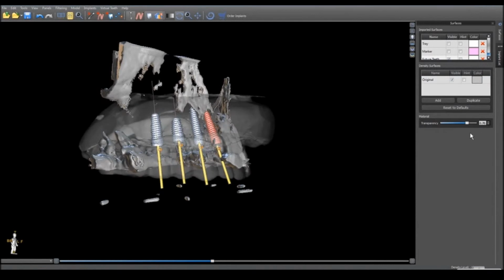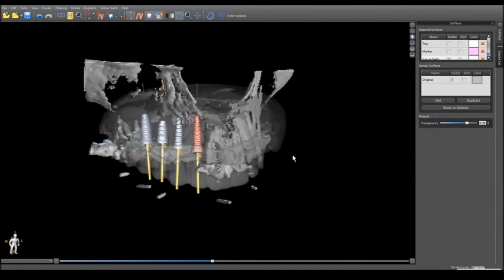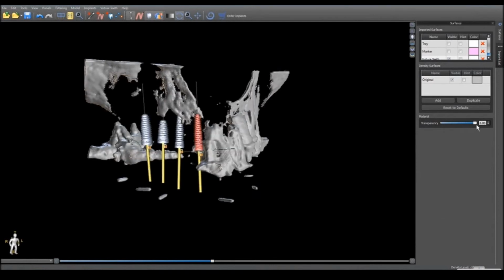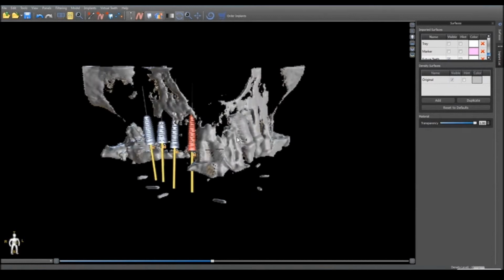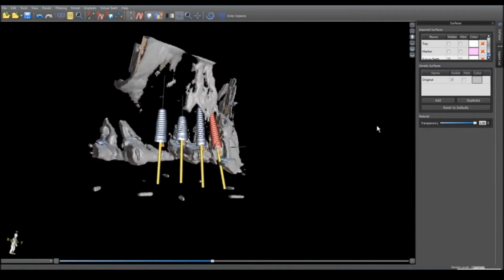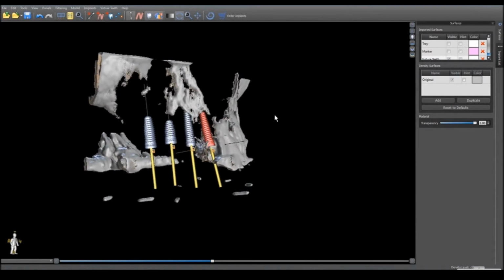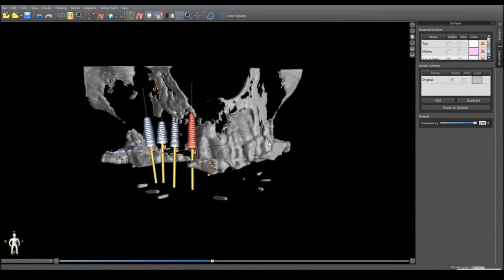And finally, I can superimpose the temporary bridge on top of the patient's anatomy, bony anatomy, and get a look at the relationship between this implant and the adjacent tooth, and this implant and this adjacent tooth, as final confirmation that these implants are in safe positions.